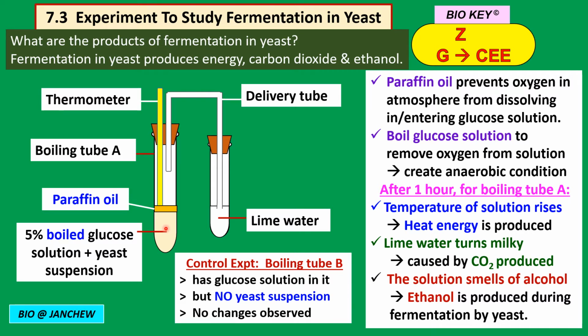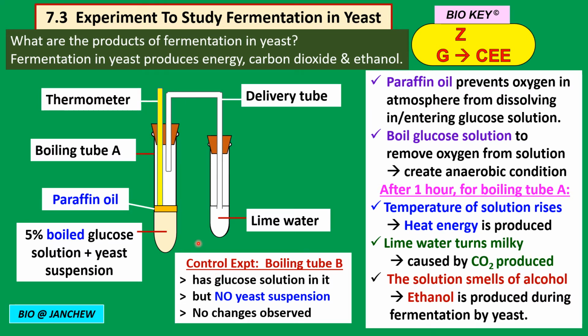Okay, and then so cool down the glucose solution, and then only mix it with the yeast. Now label the boiling tubes A and B. Okay, then put in the 5 ml of 5% yeast suspension into boiling tube A only. Boiling tube B doesn't have this yeast suspension.